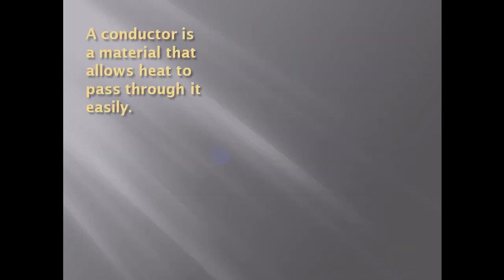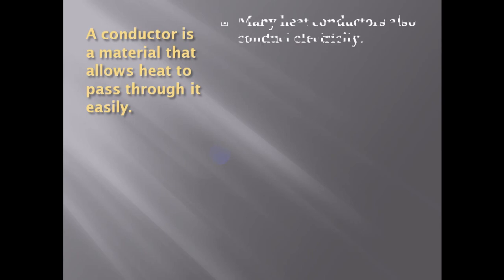The first kind of materials are called conductors. What is a conductor? A conductor is a material that allows heat to pass through it. How does this happen? The heat will move through something, so when you touch it, you will feel heat. Many heat conductors also conduct electricity. Do you remember electricity?